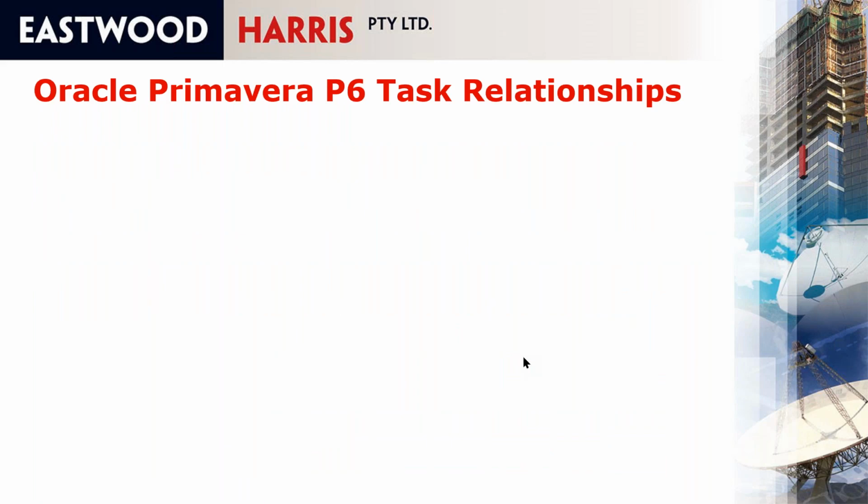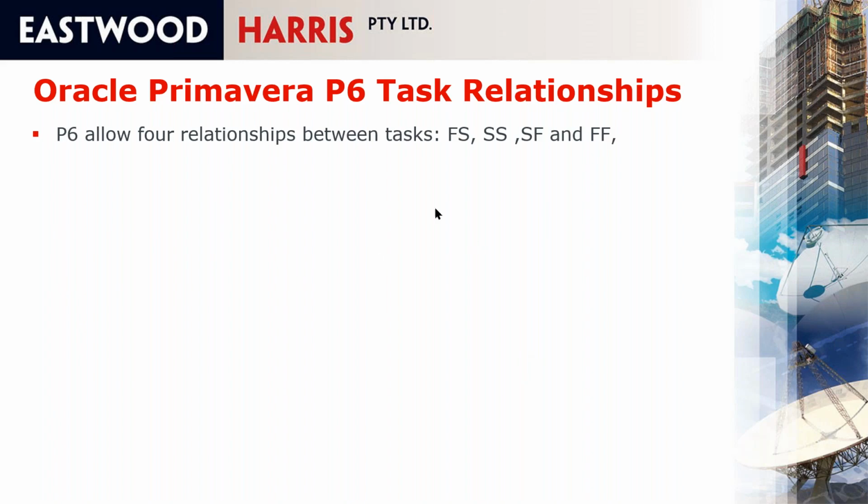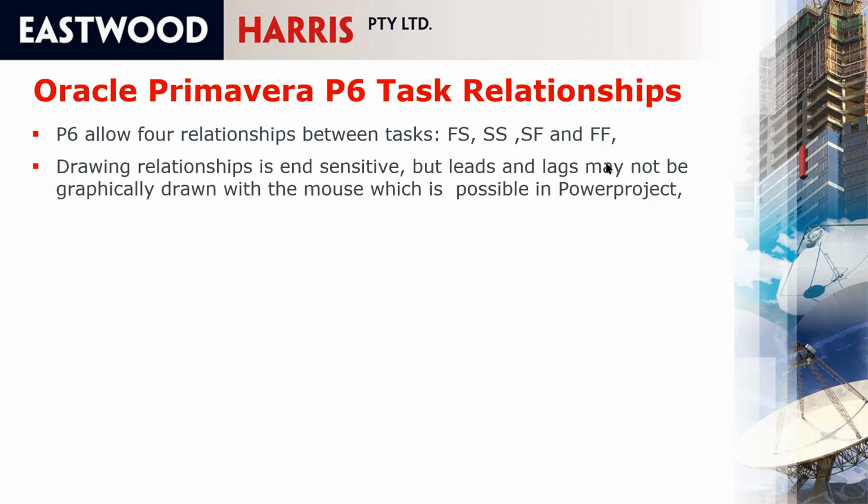So let's have a look at Oracle Primavera task relationships. In P6, you're allowed 4 relationships: a normal finish to start, start to start, start to finish, and finish to finish. Drawing relationships in Primavera is end sensitive. Unlike Microsoft Project, when you graphically draw a relationship, you only get a finish to start and then you can edit it.